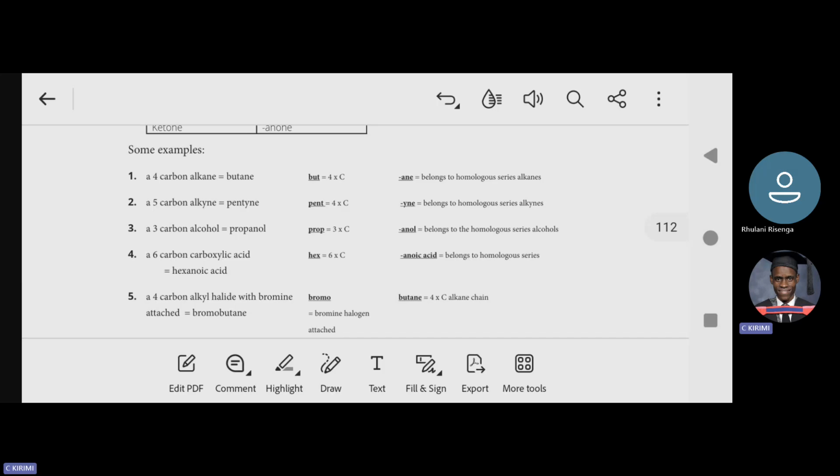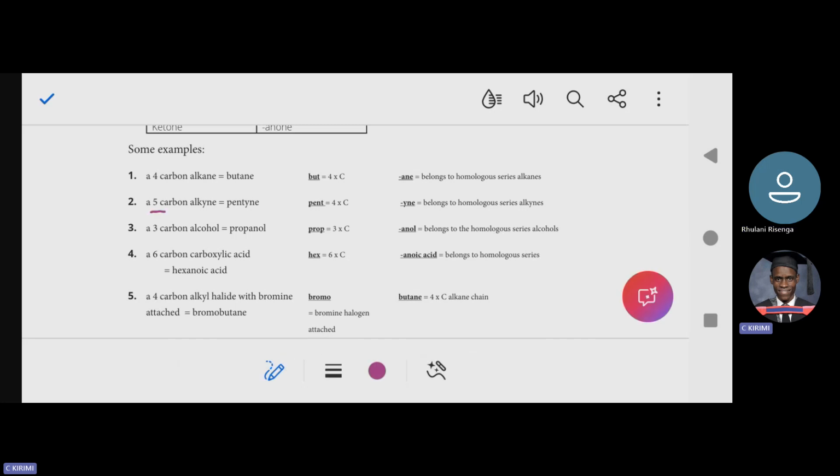Carbon, which means 4 carbons, butane, 5 carbons, if it's an alkyne. So on alkyne, which means you represent it as the pentyne. Then propanol, it's an alcohol. Carboxylic acid has hexanoic acid.